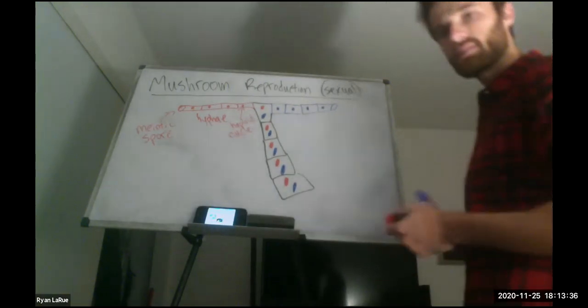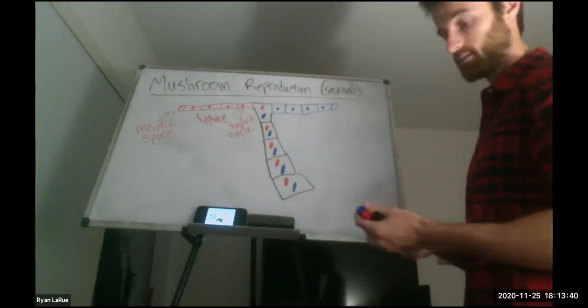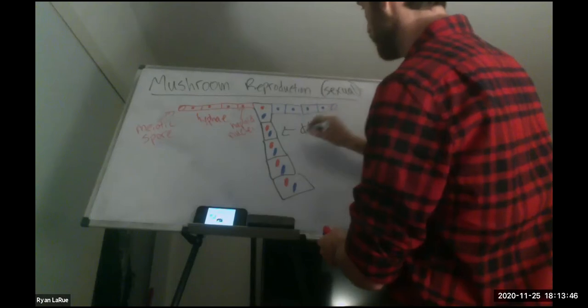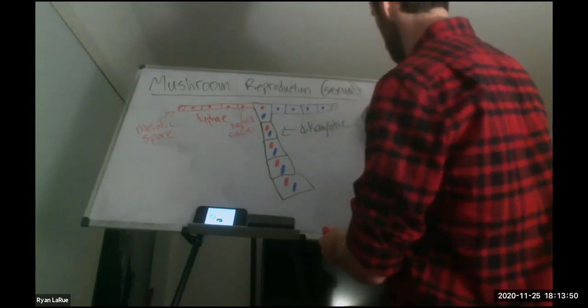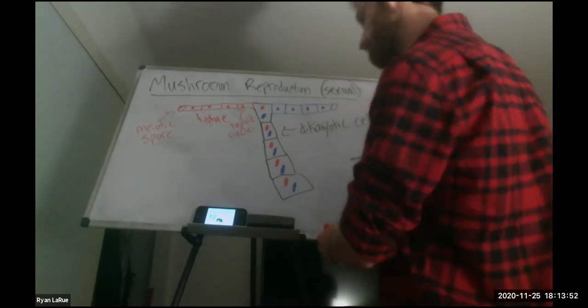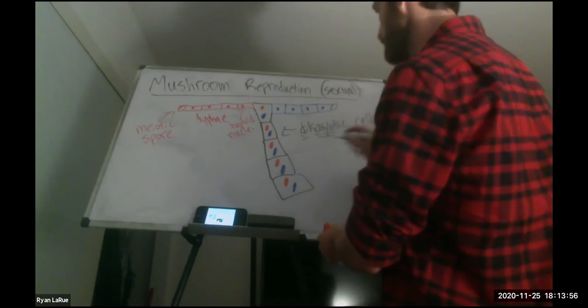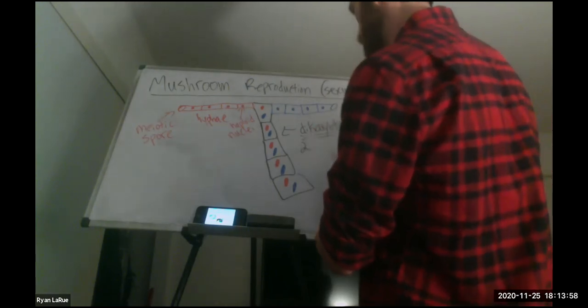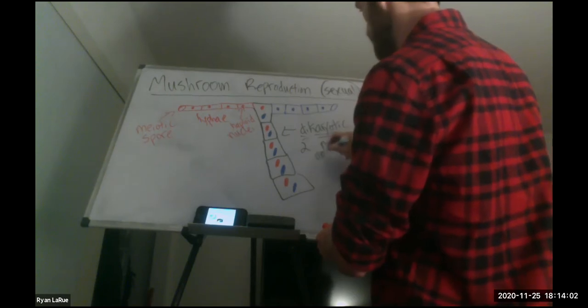We call these cells dikaryotic. These are dikaryotic cells. Di for two, karyo for nucleus: two nuclei in one cell.